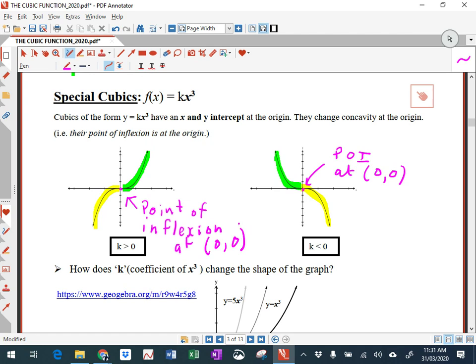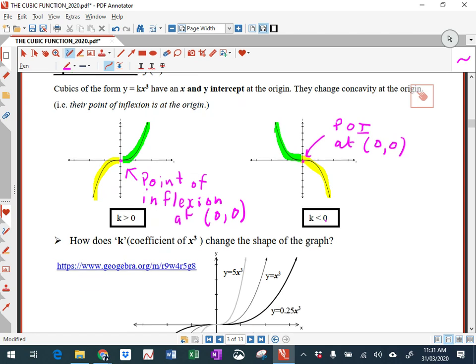Okay. Now, the other thing to highlight about this is that at the point of inflection, the curve is actually horizontal. So if you look at it, it flattens out and it becomes perfectly horizontal at the origin, and then it starts curving again. Same thing here. So concave up, and then at the origin, the curve becomes perfectly horizontal and then concave down.